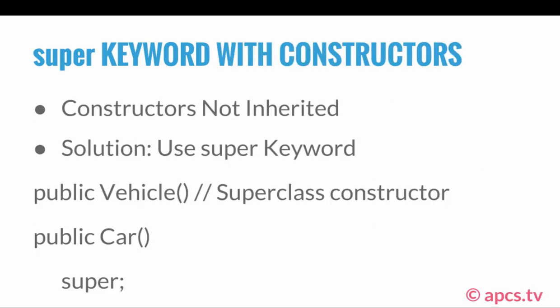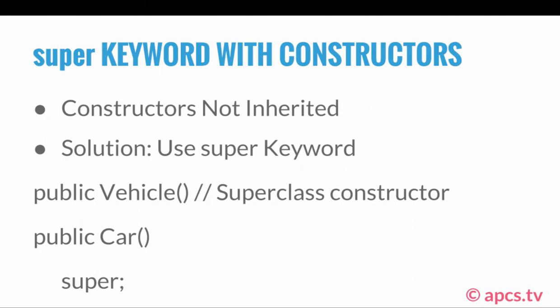Okay, so next let's take a look at the super keyword with constructors. So as you can recall from the inheritance rules, we know that constructors are not inherited. And there are occasionally situations where you actually want to use a constructor from a superclass. Now, the solution to that is to use the super keyword. So as you know, the super keyword is what enables us to invoke a method from the superclass. So now let's see how we can do that.